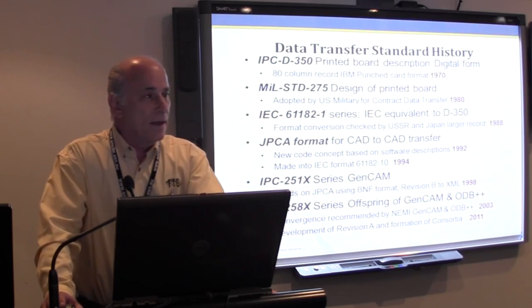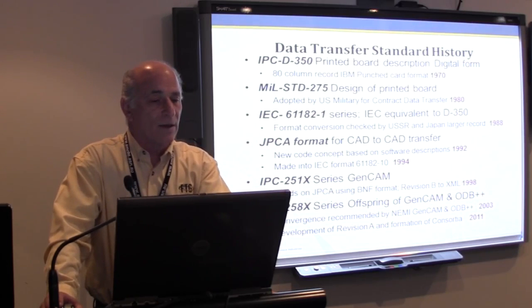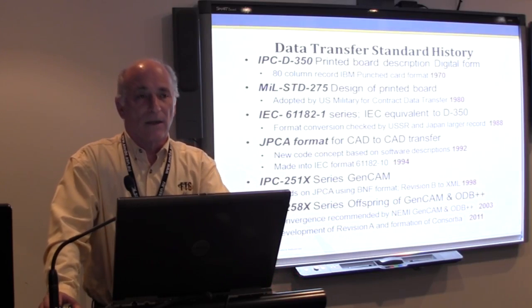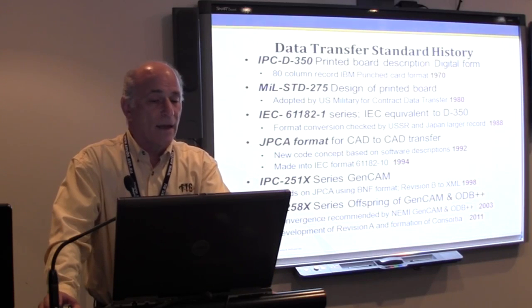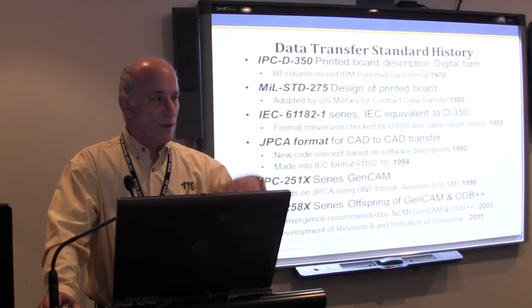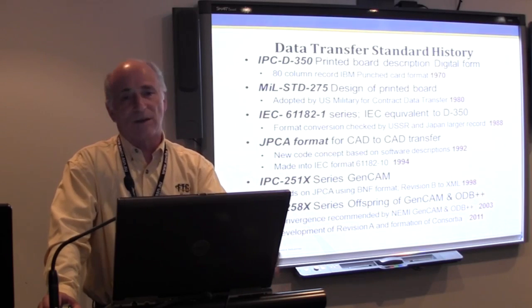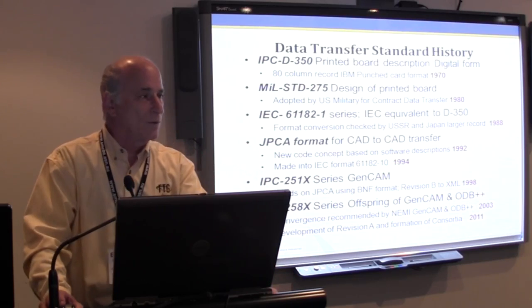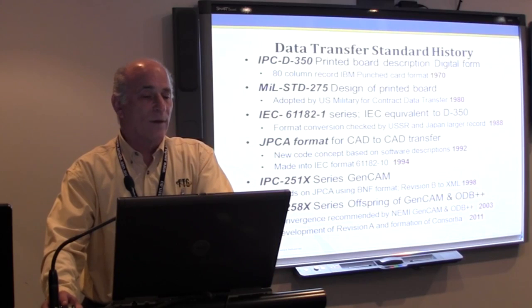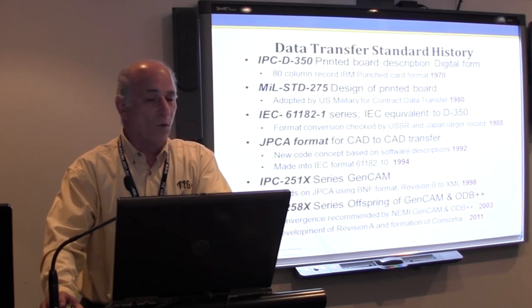In 1980, the US military adopted the Mil Standard 275 design for the boards and data transfer in an attempt to also standardize the information that's being placed out there. The IEC in 1988 adopted the 350, and anything that goes internationally with the IEC usually gets their own numbering system, and a lot of times it's the same document that we have. I know at IPC we submit all of our documents to IEC for adoption, and they had the equivalent, which is the 61182-1 in 1988 for that 350 document.